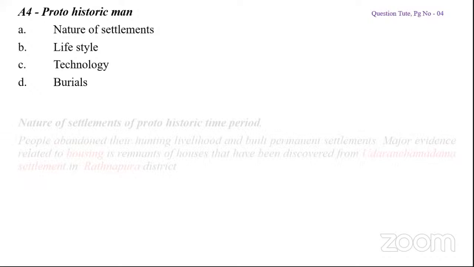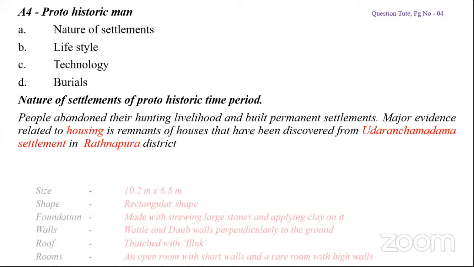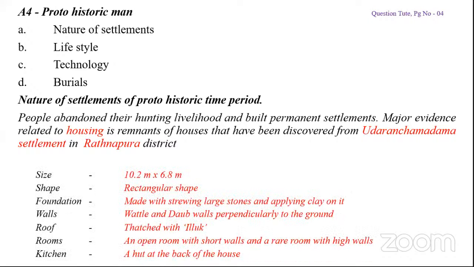Nature of the settlements of the proto-historic time period. People abandoned their hunting livelihood and built permanent settlements. Major evidence related to housing is the remnants of houses that have been discovered from the Udaracha Madama settlement in Ratnapura district. And now these are the features of that house. This you can explain as a paragraph. If not, you can write in this way, no problem.